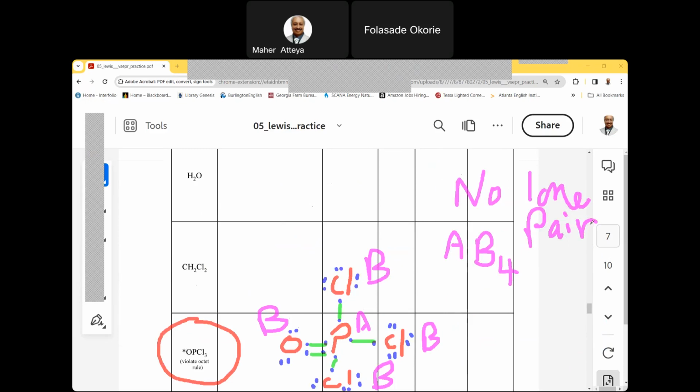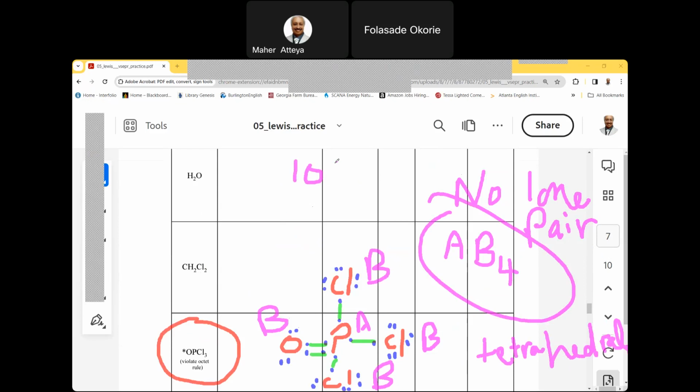Yes. So how many? 3 chlorine and one oxygen, that's 4. So what will be the whole shape? AB4. What does it stand for? Tetrahedral, correct. That's the code here. This is tetrahedral, and the angle is 109.5 degrees.